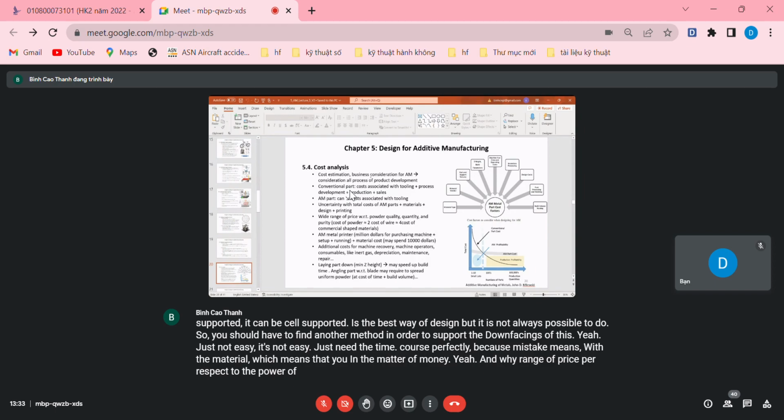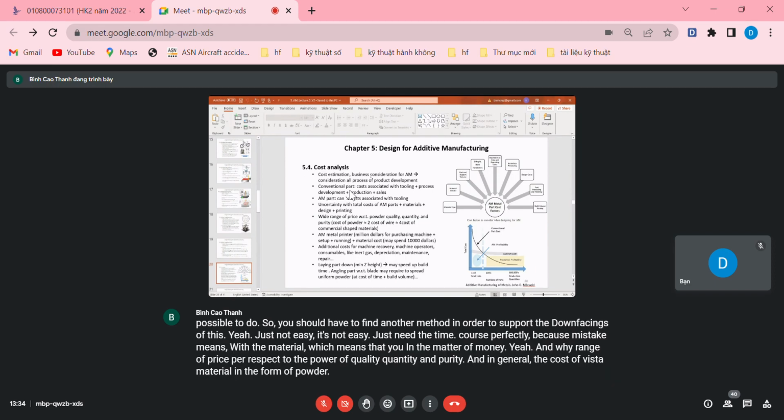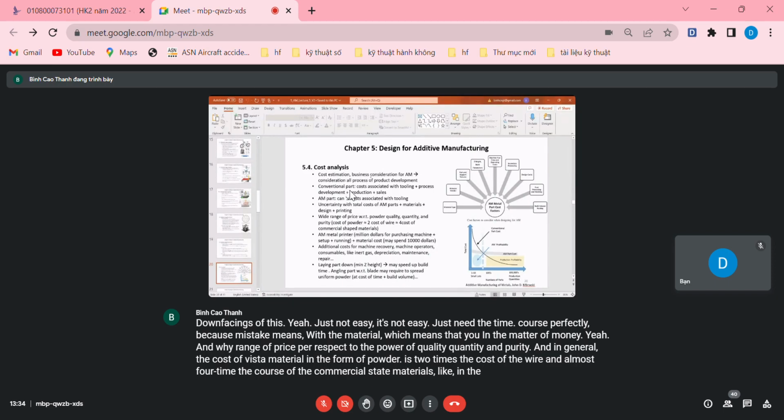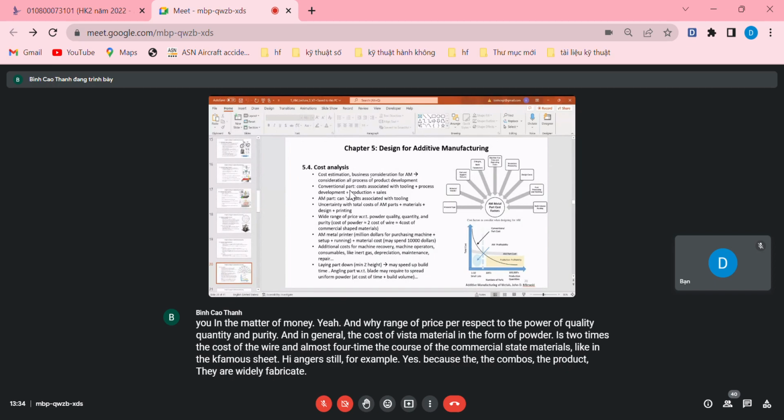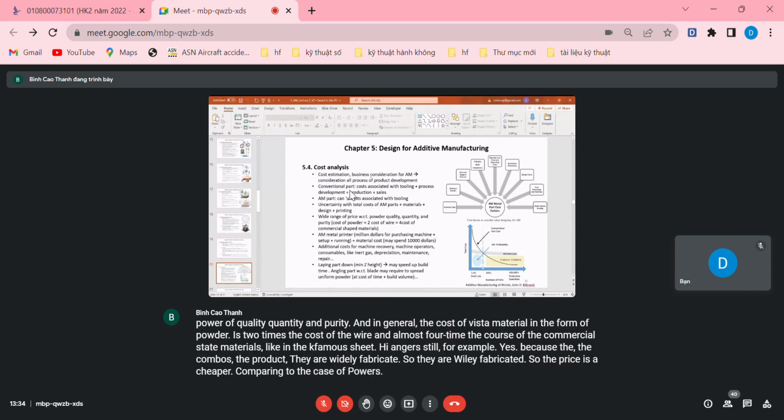There is a wide range of price with respect to the powder quality, quantity, and purity. And in general, the cost of feedstock material in the form of powder is 2 times the cost of wire and almost 4 times the cost of commercial raw materials, like commercial sheet, pipe, angles, steel, for example. Yes, because they are commercial products. They are widely fabricated, so the price is cheaper compared to the case of powders.